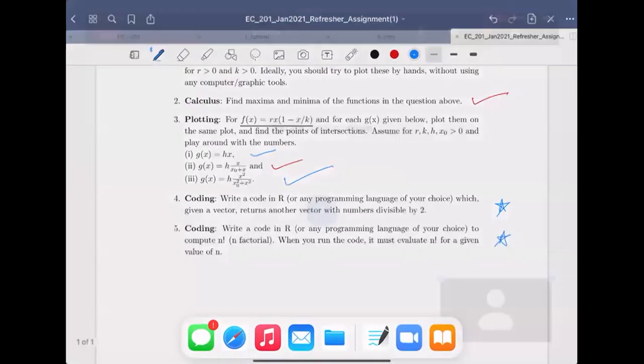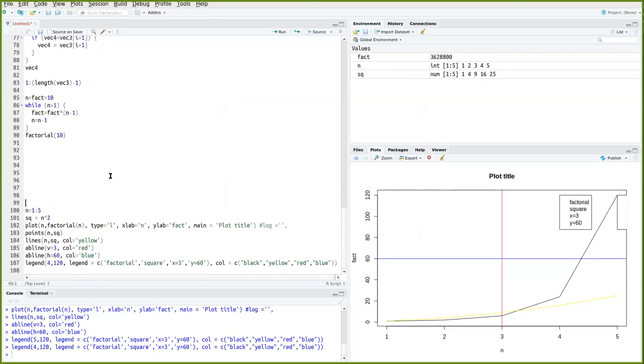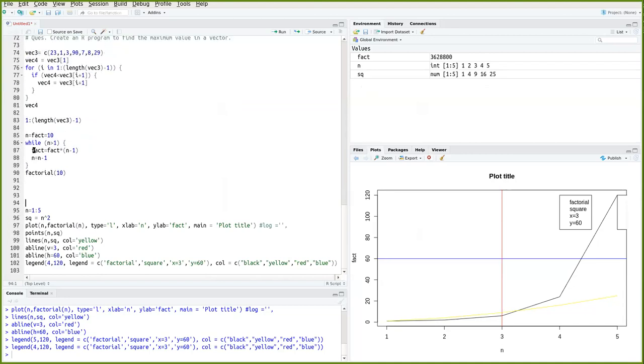Okay, I've stopped sharing my screen quickly. I'll share this screen. Okay, can you see RStudio? Yes. Okay, in case you were not able to do the factorial one, it's okay. You can look here, but it won't be good for you. It's best if you can do it on your own. Okay, I'll start with the plotting.